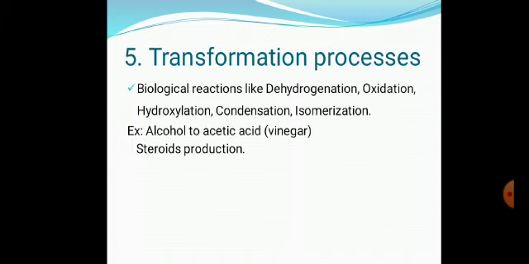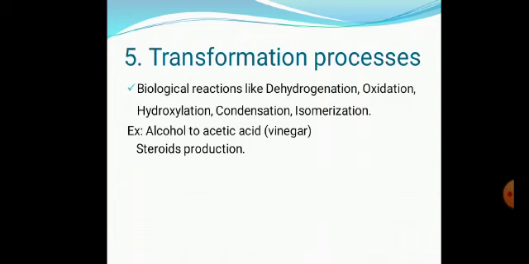Transformation process, it involves microorganisms' ability to follow few biological reactions like dehydrogenation, oxidation, hydroxylation, condensation, isomerization. One classical example is how alcohol is converted to acetic acid in a single reaction. Acetic acid, that is vinegar, and it is a single step reaction happening. And there are industries which use alcohol as a substrate and acetic acid will be the product, wherein the microorganism will do transformation process. And one more example is steroid production.